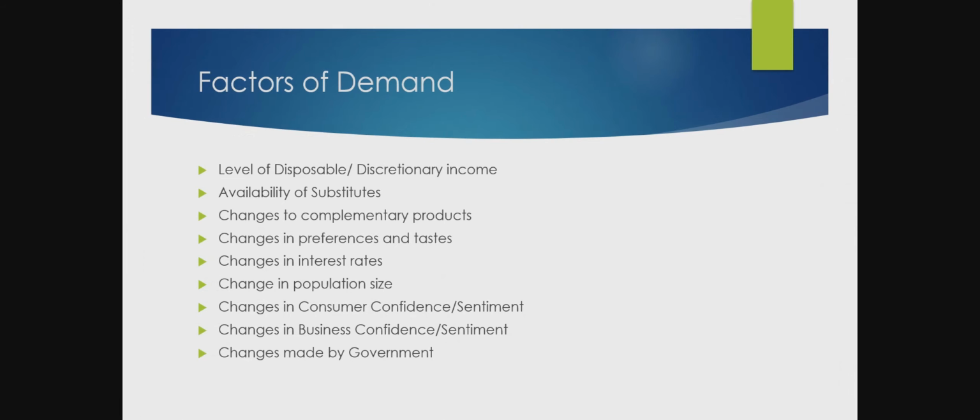Alright, so going back to factors of demand, we've got levels of disposable income or discretionary income, availability of substitutes, changes to complementary products, changes in taste and preferences, changes in interest rates, changes in population size, changes in consumer confidence or sentiment, changes in business confidence or sentiment, and changes made by the government. So I'm going to try and pluck as many contemporary examples as I can from the last 2 years that pretty much cover this content.